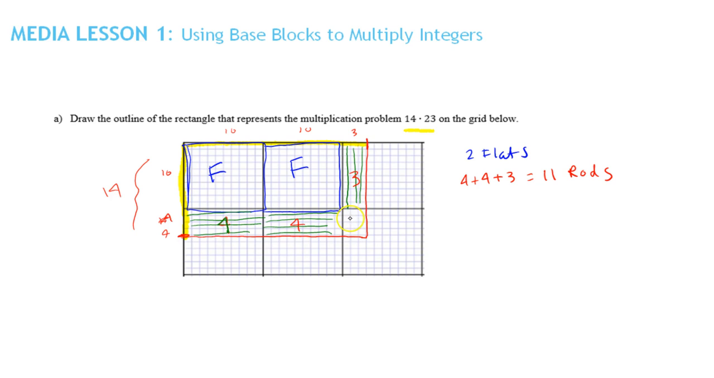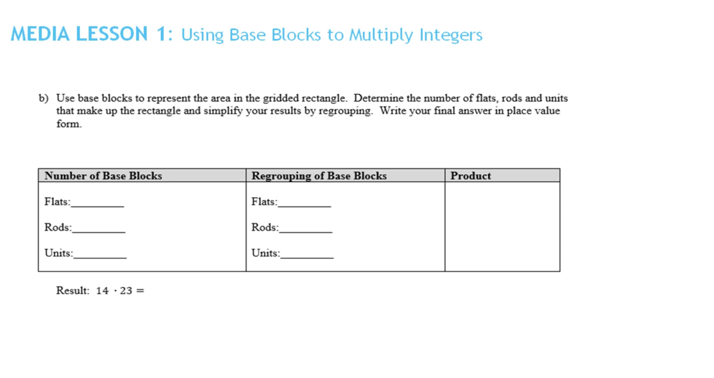And now here we need to count these as units because we can't make rods or flats out of these. And notice there's 1, 2, 3, 4, 5, 6, 7, 8, 9, 10, 11, 12. So 12 units. So let's fill this in on the chart. We have 2 flats. We had 11 rods, and we had 12 units.